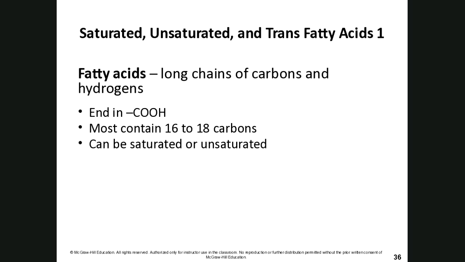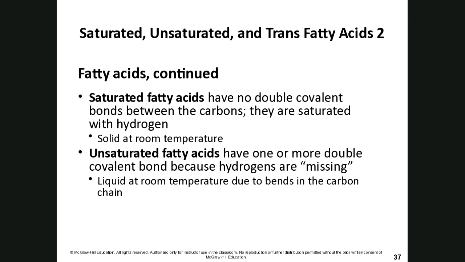So fatty acids are long chains of carbons and hydrogens. They're always going to end in our carboxyl group on there, COOH, and they contain 16 to 18 carbons. Those fatty acid tails can be saturated, like those fats that come from animals, or they can be unsaturated, like those oils that come from plants. Saturated fats have no double covalent bonds between the carbons, so they have the full complement of hydrogens. That's why they are called saturated. They are saturated with as many hydrogen atoms as they can possibly have.